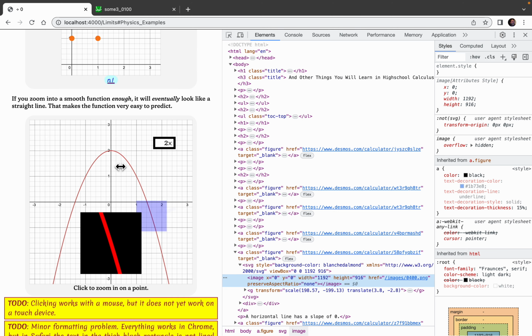If you zoom into a smooth function enough, it will eventually look like a straight line. That makes the function easy to predict. So this one's interactive. I can click where I want to zoom in, but if I wait long enough, it'll just do something on its own. It'll give up on me and just, well, you can just stare at it if you want, but there's better images if you just want to stare.